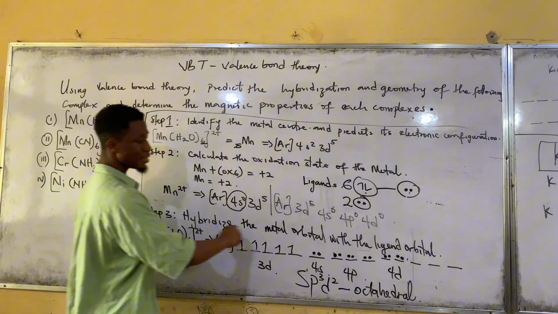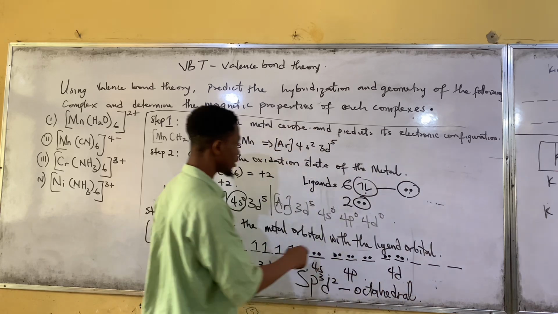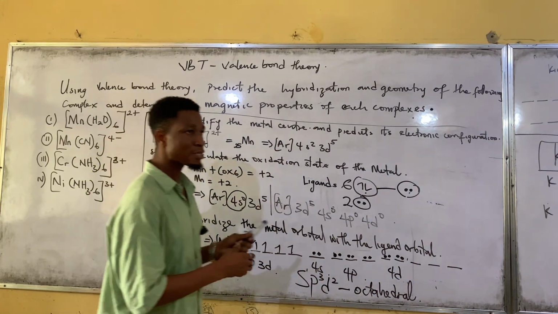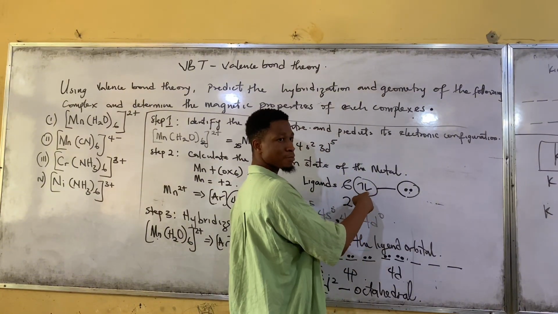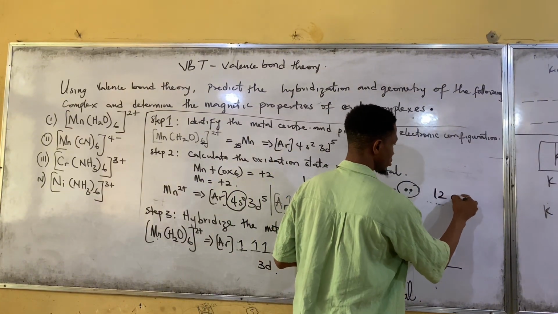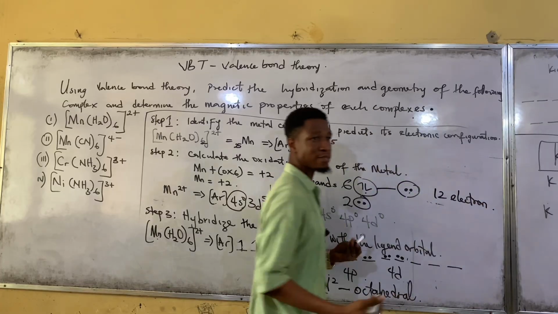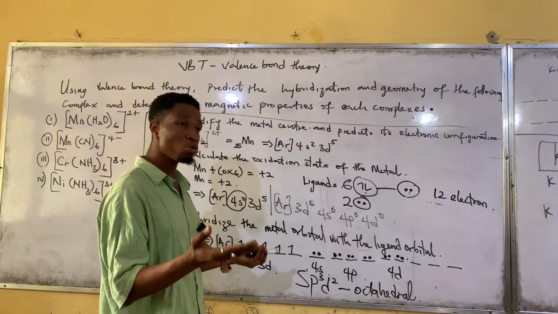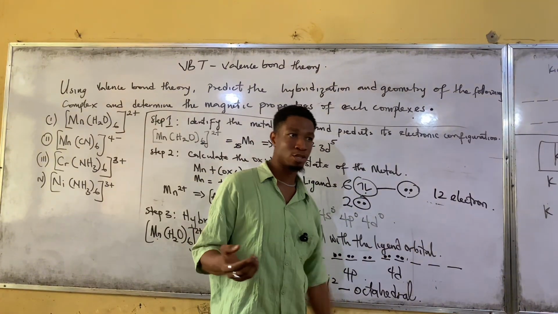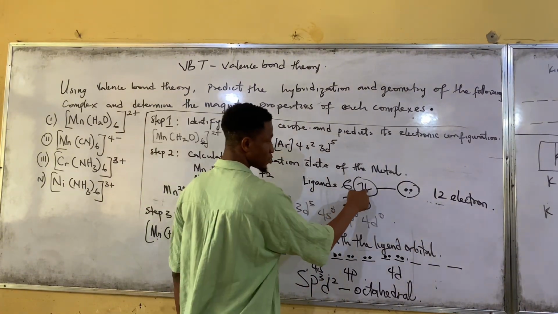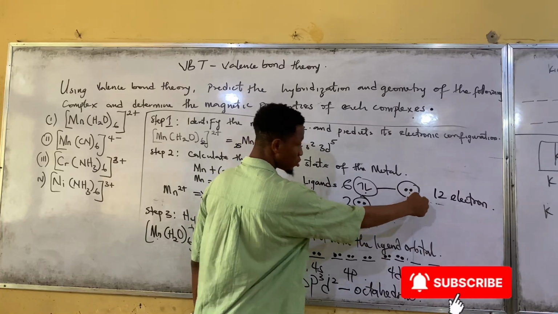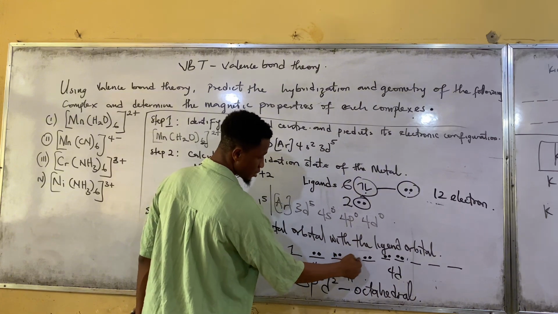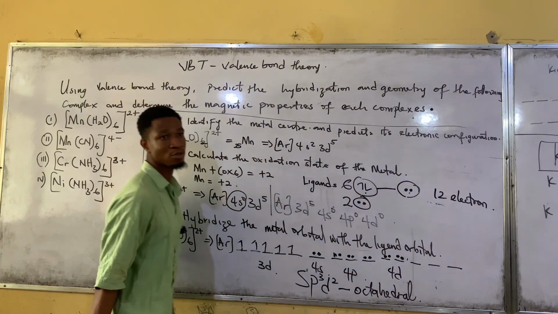Now the next is to hybridize the metal orbital and the ligand orbital. Are we there? Now how many lone pair of electrons is the ligand donating? 6 lone pair of electrons, which is this. So we can as well say 12 electrons. We can say 12 electrons, but it's 6 lone pair of electrons. So if you want to understand better, you can say 12 electrons. If you say 12 electrons, you know that it's 6 of this. So if you check now, this is 1, 2, 3, 4, 5, 6, 7, 8, 9, 10, 11, 12. So that's how you are donating it.